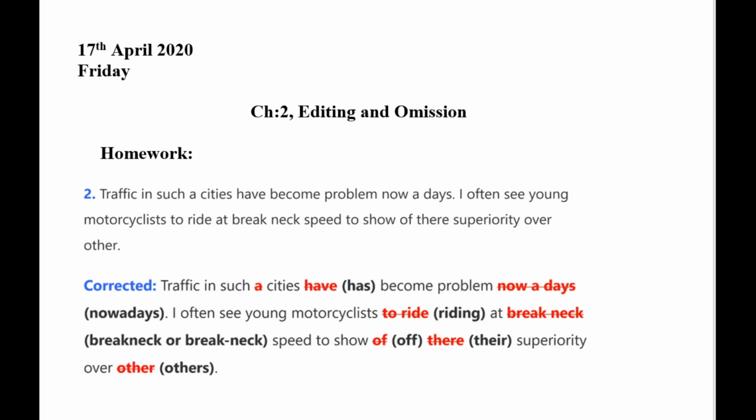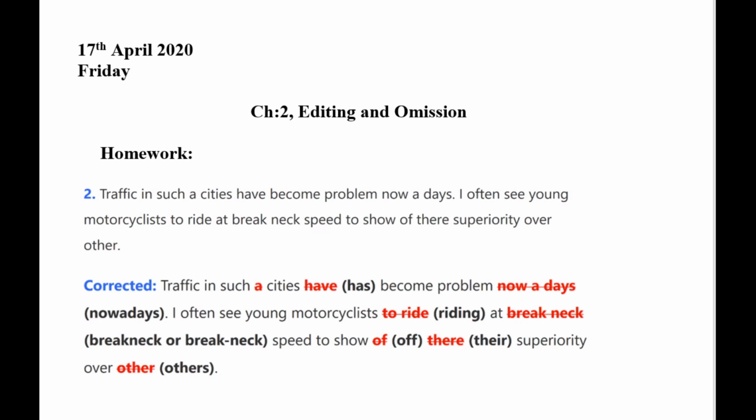The question was: traffic in such a cities have become problem nowadays. I often see young motorcyclists to ride at breakneck speed to show off their superiority over others. And the correct form is: traffic in such a cities. Now cities have will not be used, we will be using has. The form of verb will be has. Become problem. Now nowadays, the way it was written, it was wrong. It should have come together. So this is an omission error. We could have written in the same format as it is given in the blanks.